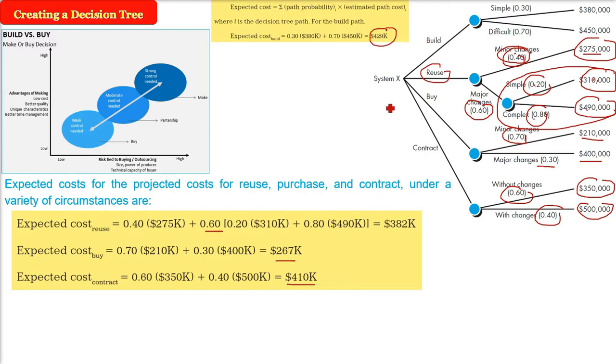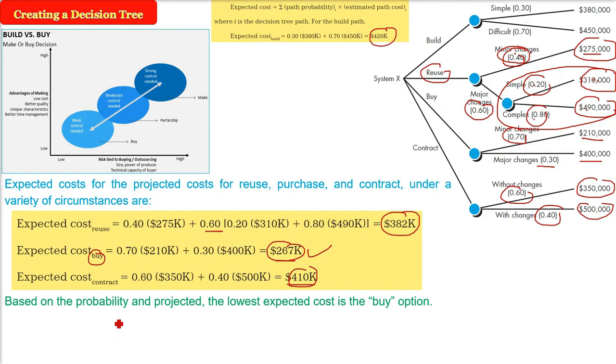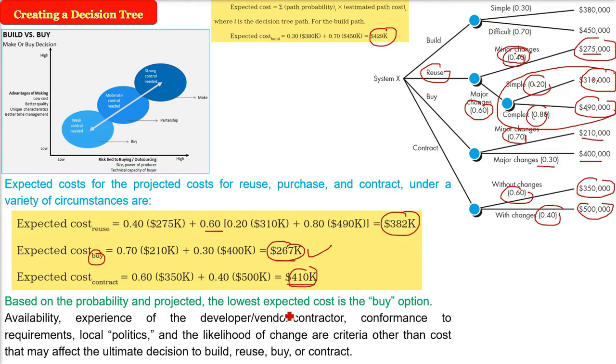So one is 429, 382, 267, 410. What is the lowest one? The organization will decide, let us buy it. Based on the probability and the projected costs, the lowest expected cost is the buy option. Now, all this is said and done, but the availability and experience of the developer, vendor or contractor, the conformance to the requirements, the local politics, and the likelihood of change of criteria other than cost may also affect the ultimate decision to build, to reuse, to buy, or to contract.